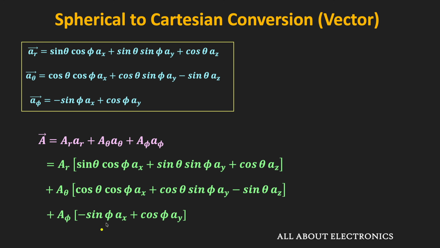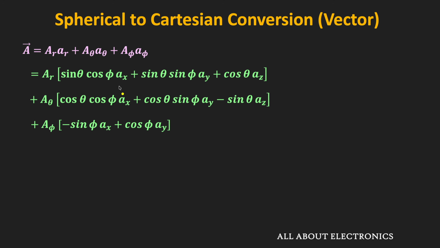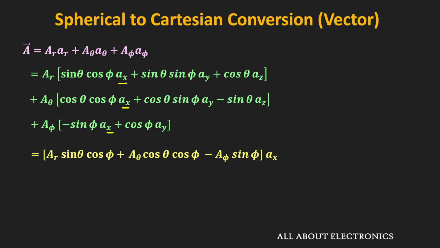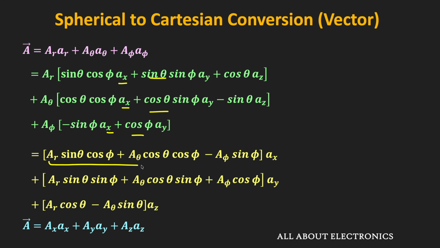So now, in this entire expression, let us combine the terms related to the ax, ay and the az. If we combine the terms related to the ax, then we will get these three terms. Similarly, if we combine the terms related to the ay, then we will get these three terms. And likewise, let us also combine the terms related to the az. Now, if we compare this expression with the general expression of the Cartesian coordinate vector, then we can say that this term corresponds to ax. Likewise, this ay corresponds to the second term and this az corresponds to the third term.